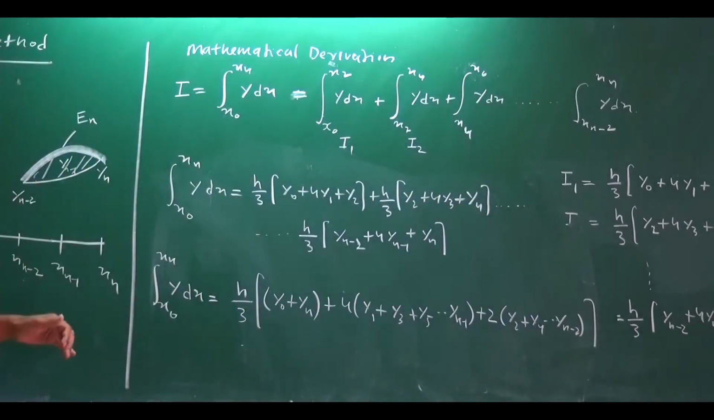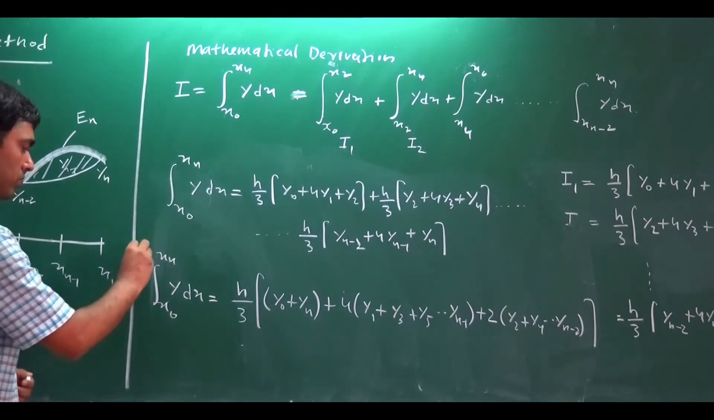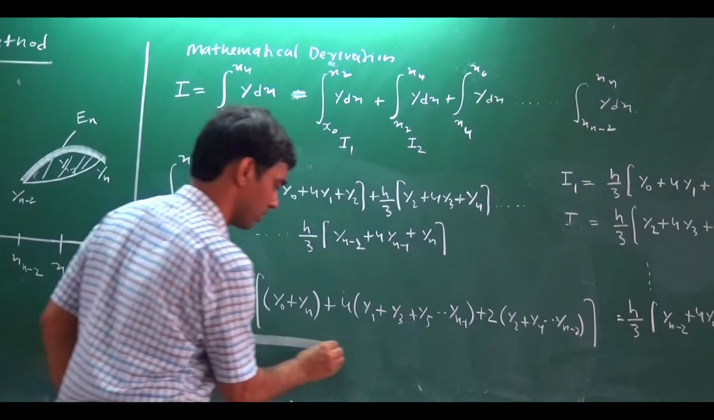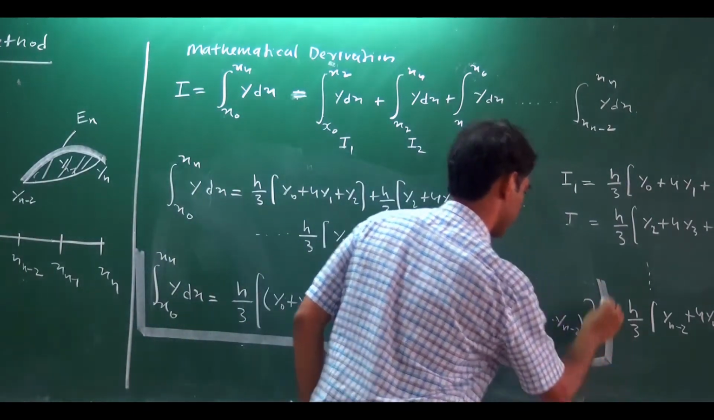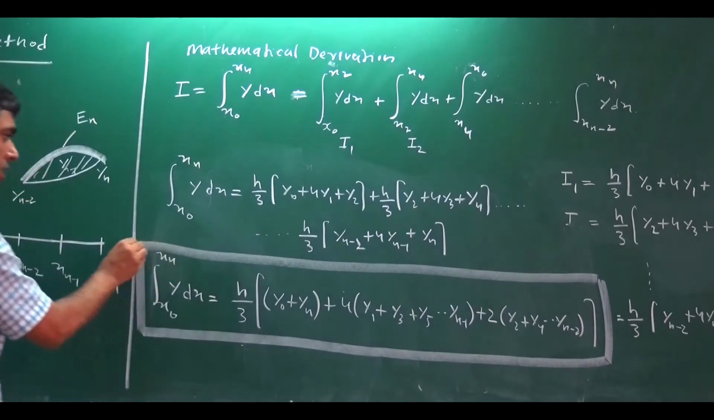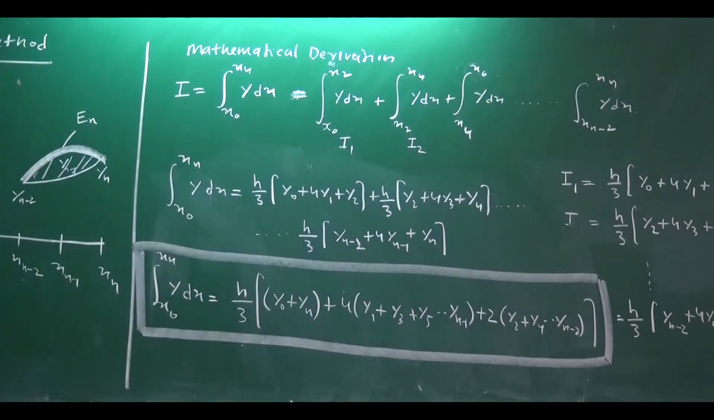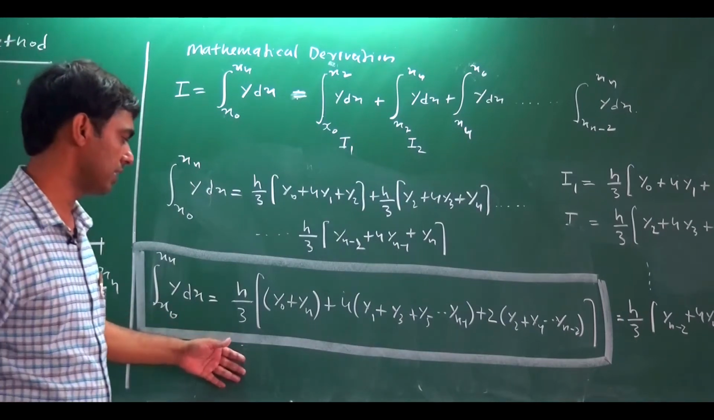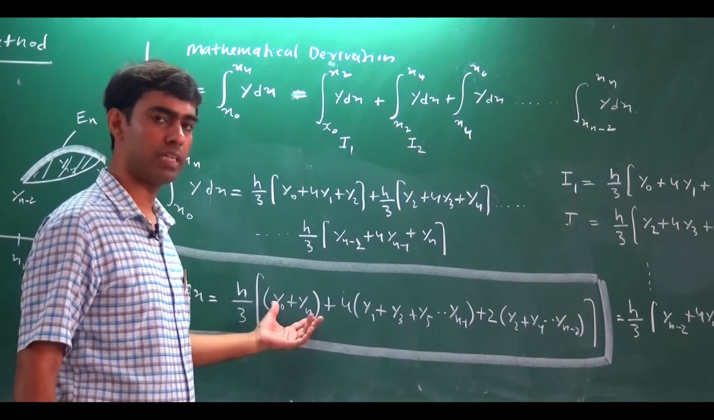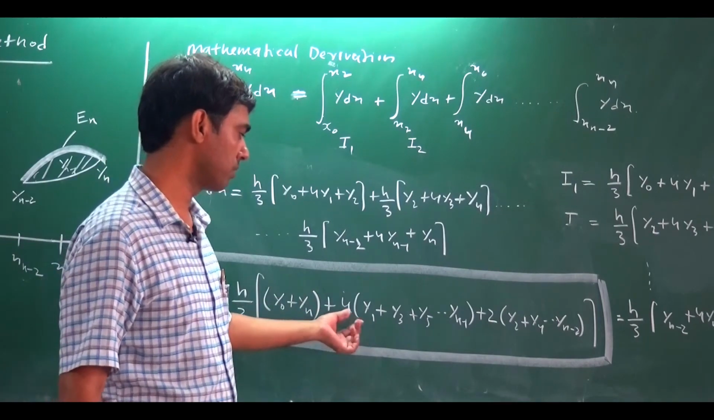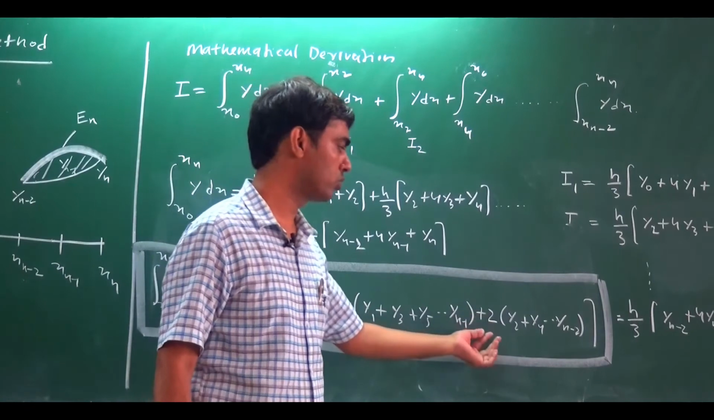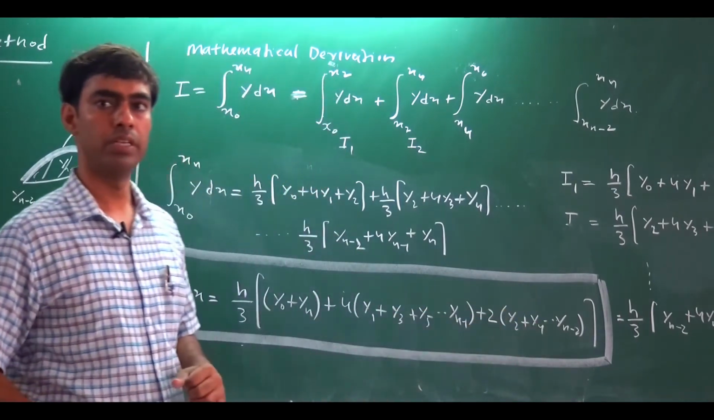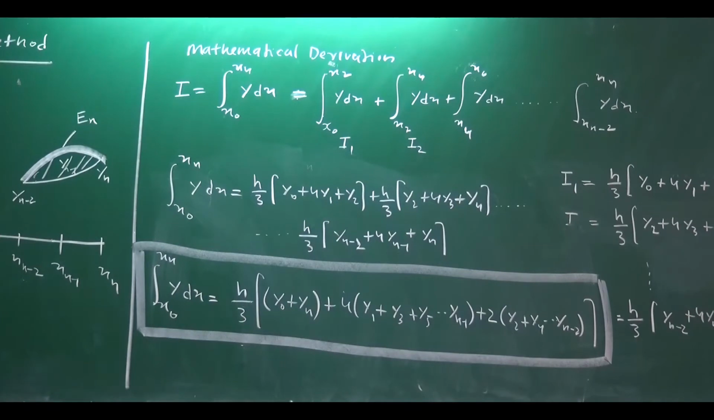So this one is the formula for the Simpson 1/3 rule. If we underline this, this is the formula for the Simpson 1/3 rule. If you write it in words, it is h by 3 into the sum of the first and last terms, plus 4 times the sum of the odd terms, plus 2 times the sum of the even terms. This is the formula for the Simpson 1/3 rule.